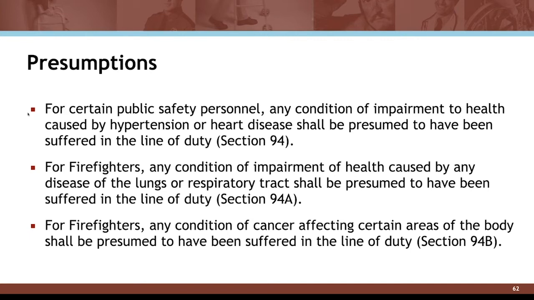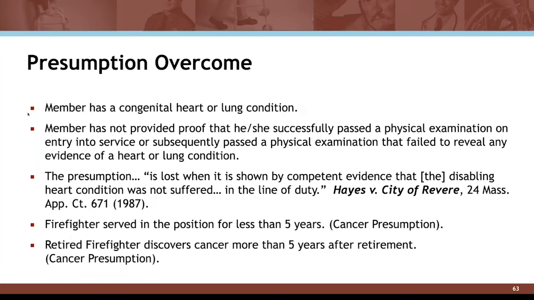Section 94B also applies to firefighters, and it presumes that if you have a cancer affecting certain areas of your body, it's presumed to have been suffered in the line of duty. Now, those areas of the body are skin, breasts, central nervous, lymphatic, digestive, hematological, urinary, skeletal, oral, reproductive, or prostate systems, lung or respiratory tract. Only just recently, within the last few years, were reproductive and breasts added to that list.